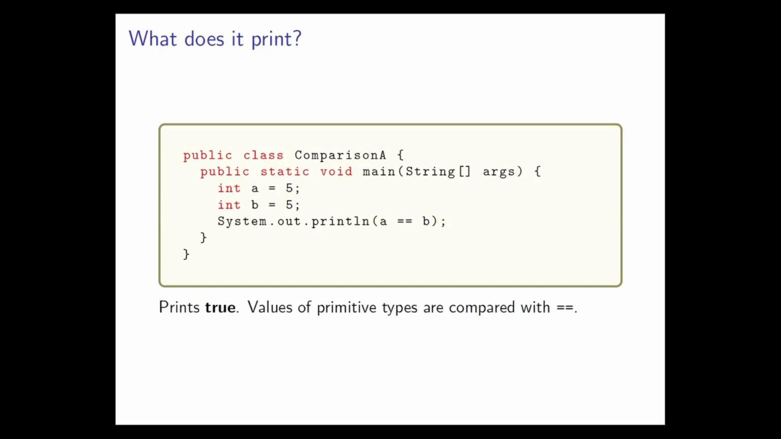It prints true, because values of primitive types, like int for example, are compared using double equals in Java. That's the only way to do it, and it does what you expect.